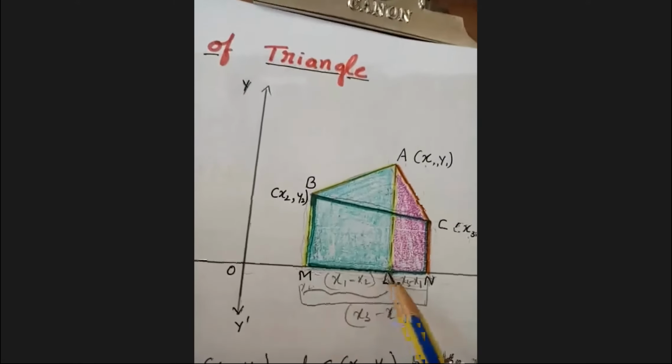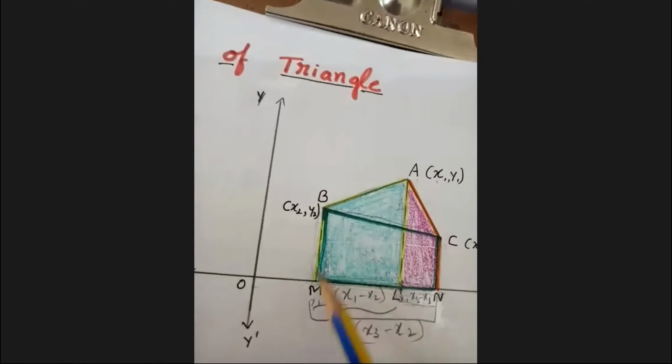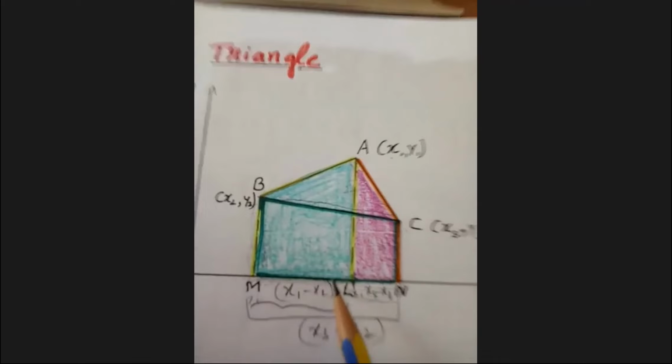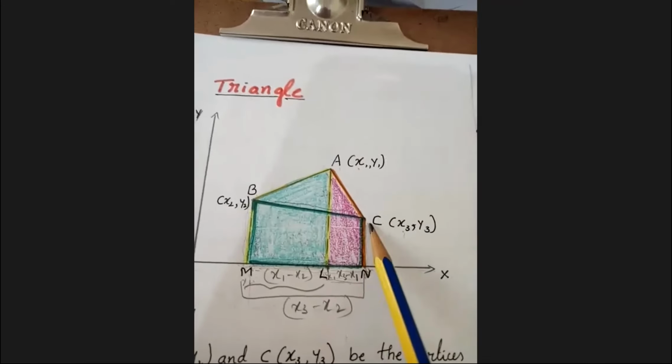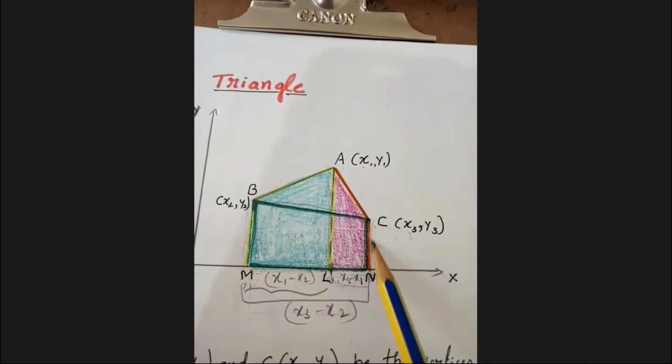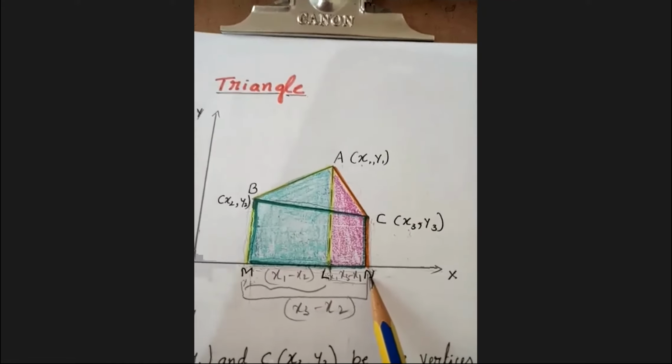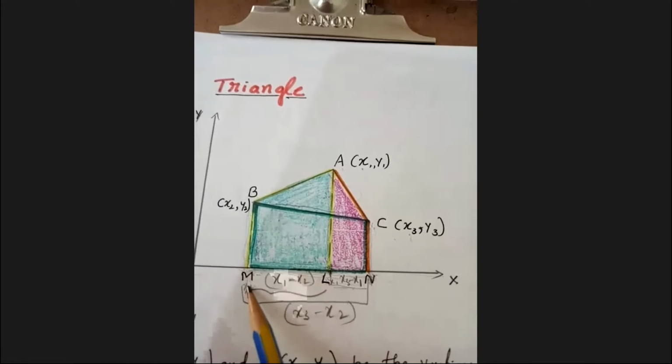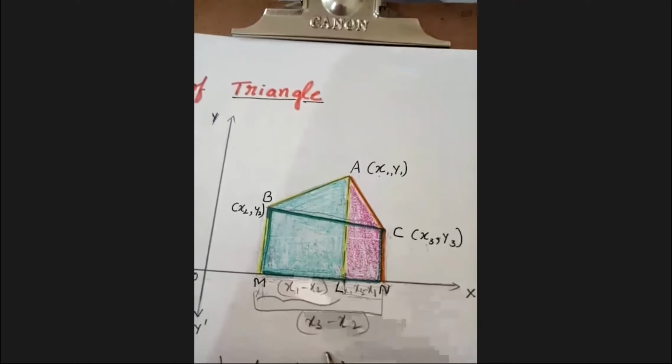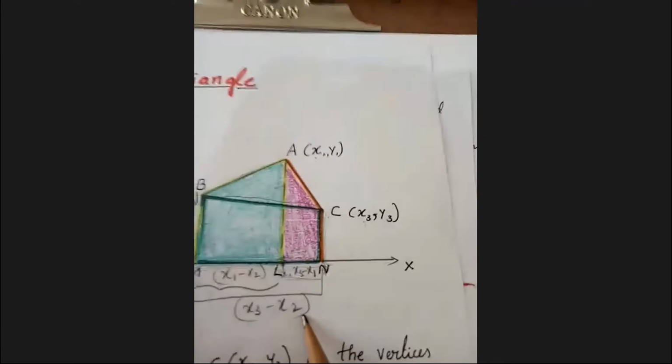Same thing, this ML: this is x1, and if I subtract x2, I'll get the length of ML. Am I clear, children? Same thing, M to N: the coordinate of C is x3, y3, so x3 minus the x-coordinate of this one, x2. If I subtract both, x3 minus x2. Am I clear, children?